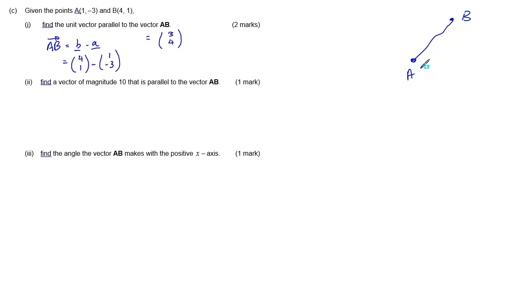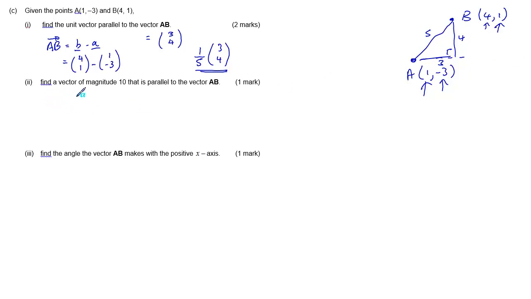If we look at this way, we're going from (1, negative 3) to (4, 1). So x coordinate of 1 across to an x coordinate of 4 means 3 across. And then a y coordinate of negative 3 going up to 1 means it's 4 up. This is a right angled triangle, so it's clear that this is 5, the magnitude. So we're just going to have 1/5 of (3, 4). And that makes it a unit vector because we're dividing by the modulus.